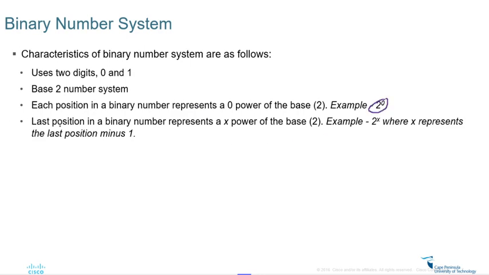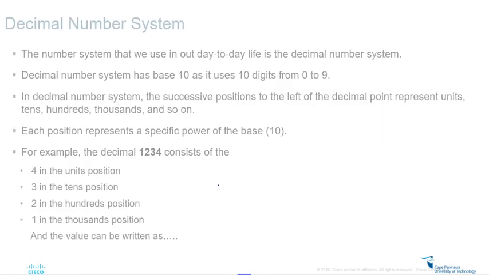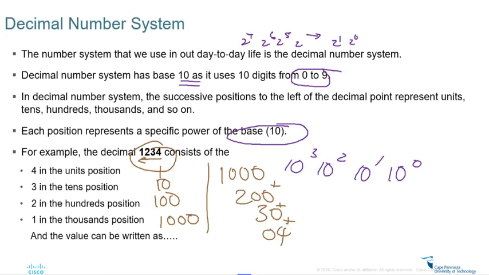And the last position in a binary number represents x to the power of base 2, as you see there, where x represents the last position minus 1. That's why you always see it starts with 0 and then goes to its last position minus 1. What does that tell you?